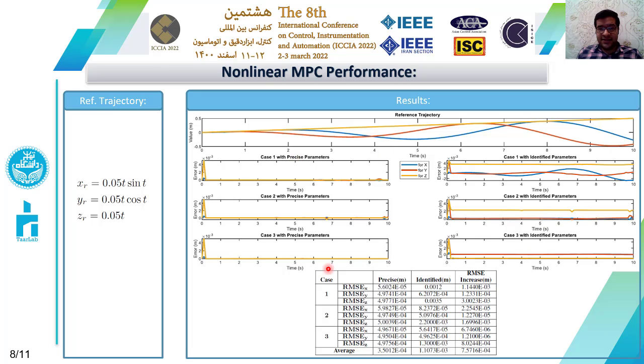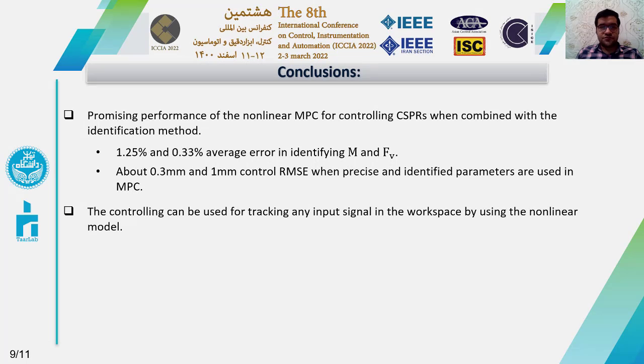You can see that in these 6 plots, the amount of error for all the three cases are plotted when the precise and the identified parameters are utilized in the MPC model. Also, we calculated the amount of RMSE for all these 6 scenarios, and as you can see, the average amount of RMSE is about 3.5 to the power of -4 when the precise parameters are utilized in the model, and it is increased to 1.1 to the power of -3 when the identified parameters are utilized.